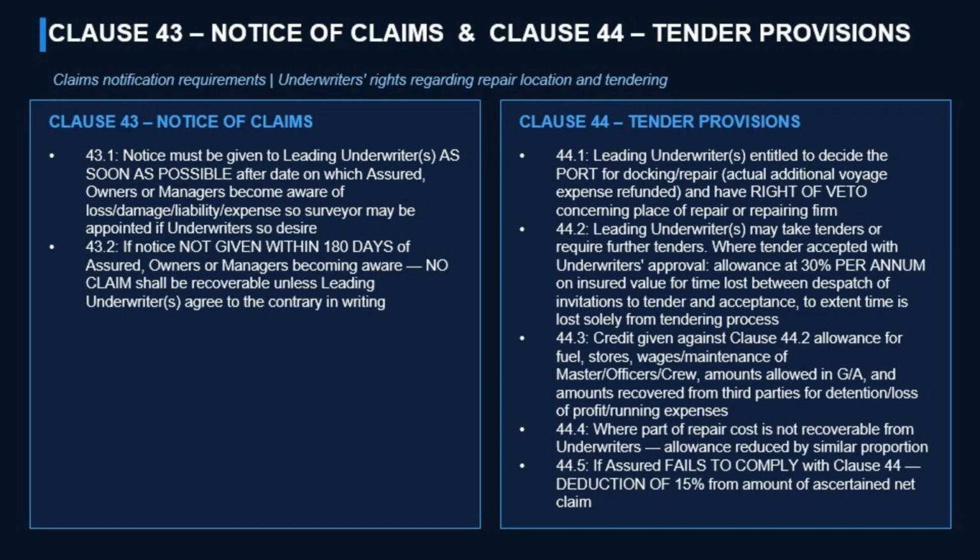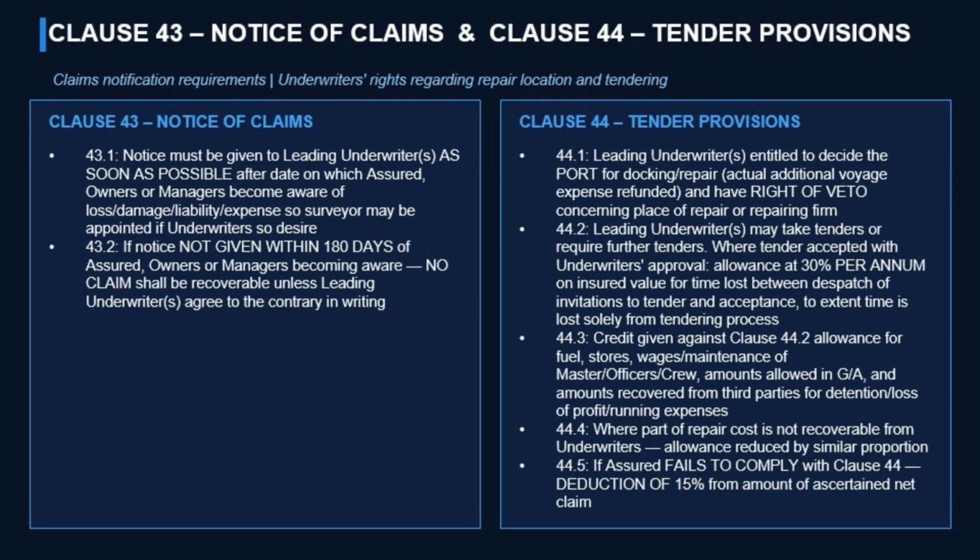Clause 43 concerns notification of claims. The assured must notify underwriters as soon as possible after becoming aware of a loss. This allows surveyors to be appointed and investigations to begin promptly. A very important examination point is the 180-day rule. If notice is not given within 180 days, the claim may be rejected unless underwriters agree otherwise.